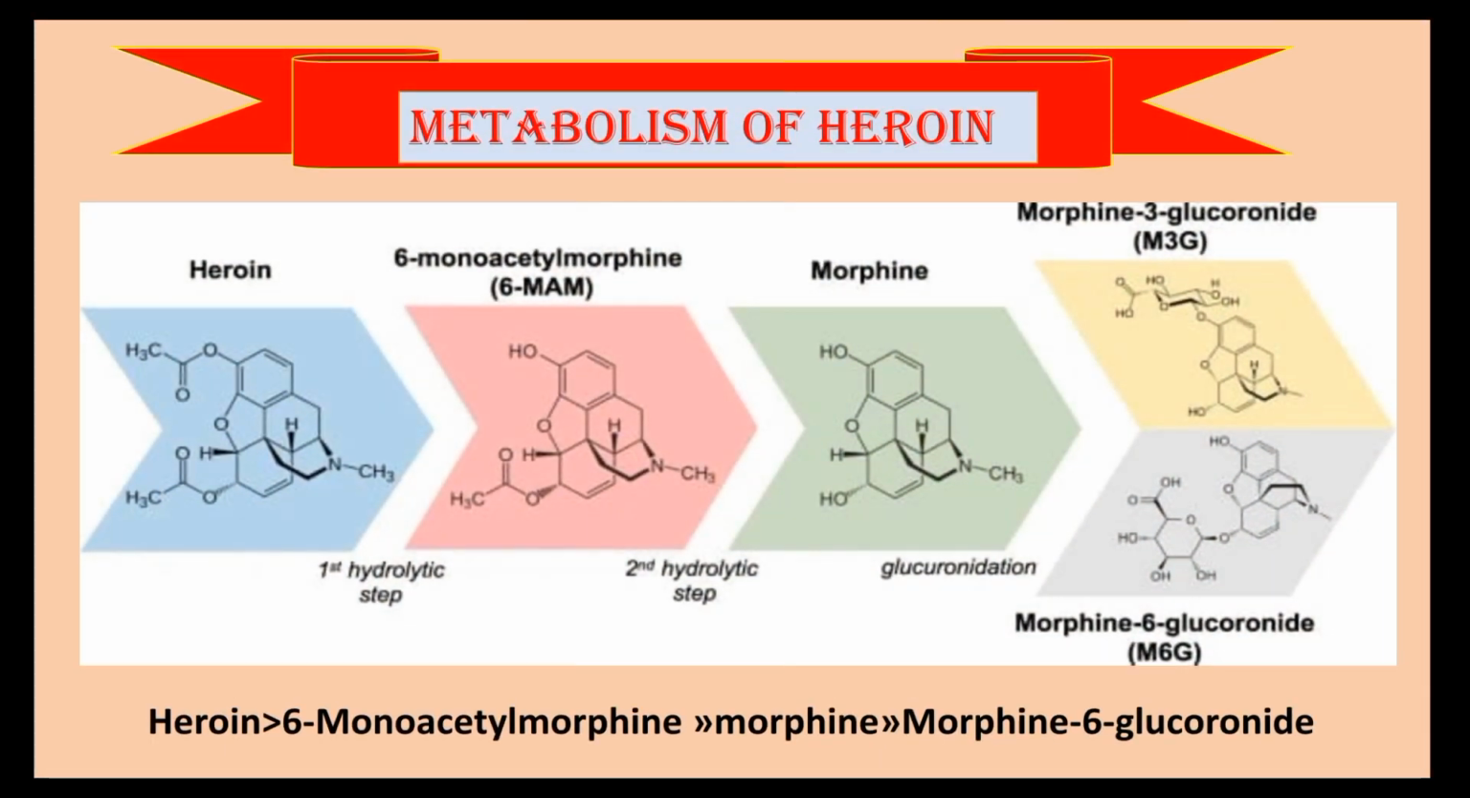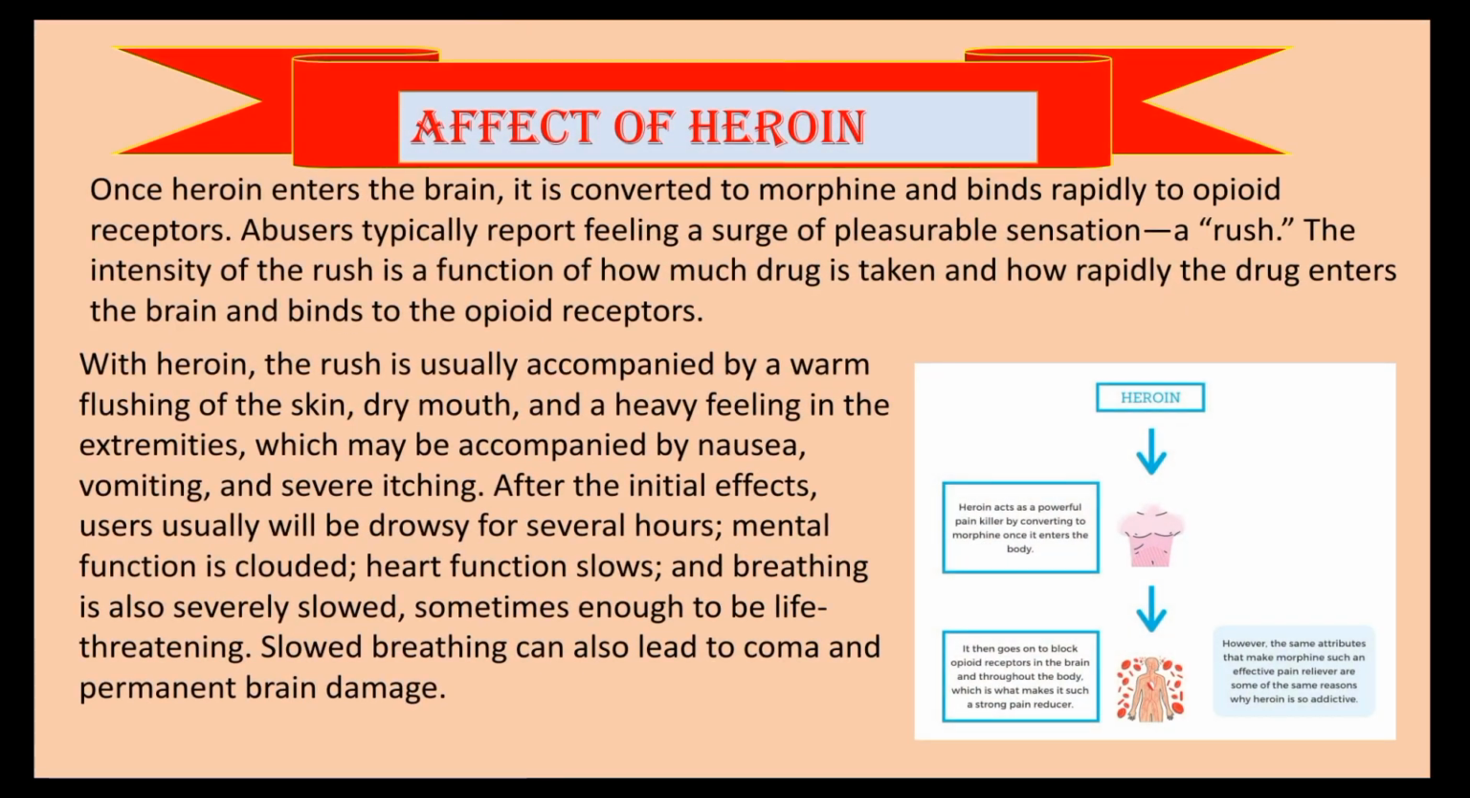Then we discuss the metabolism of heroin, and there are different structures showing how morphine changes from one form to another form. In this slide, we basically discuss the effects of heroin, how heroin affects our body, brain, liver, and different body parts. Once heroin enters the brain, it converts to morphine and binds rapidly to opioid receptors.